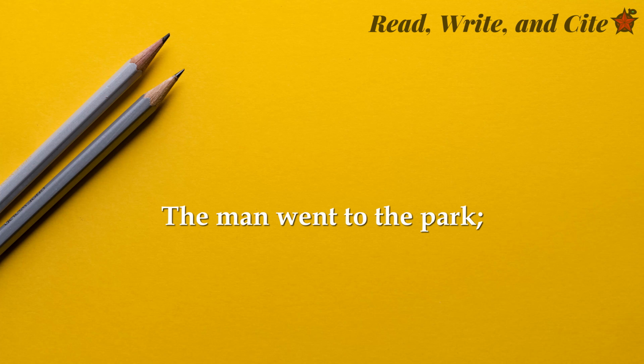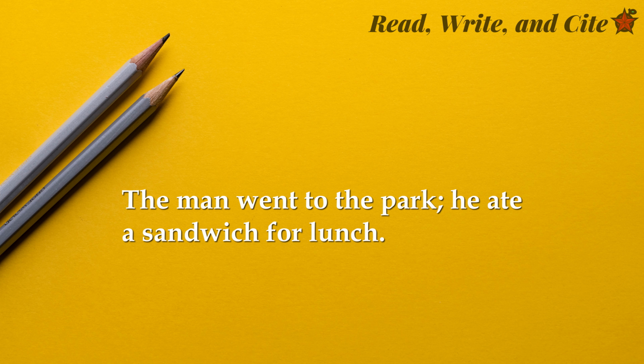So let me come up with some examples, right? Okay, let's just make up some sentences. So here we go. The man went to the park. Cool. Easy sentence, right? He ate a sandwich for lunch. All right, so we've got two really simple ideas. The man went to the park. He ate a sandwich for lunch. You could connect them with a semicolon. If you want to make sure that your reader gets those ideas together, a semicolon can do that. That's what it comes down to, and that's what it looks like.